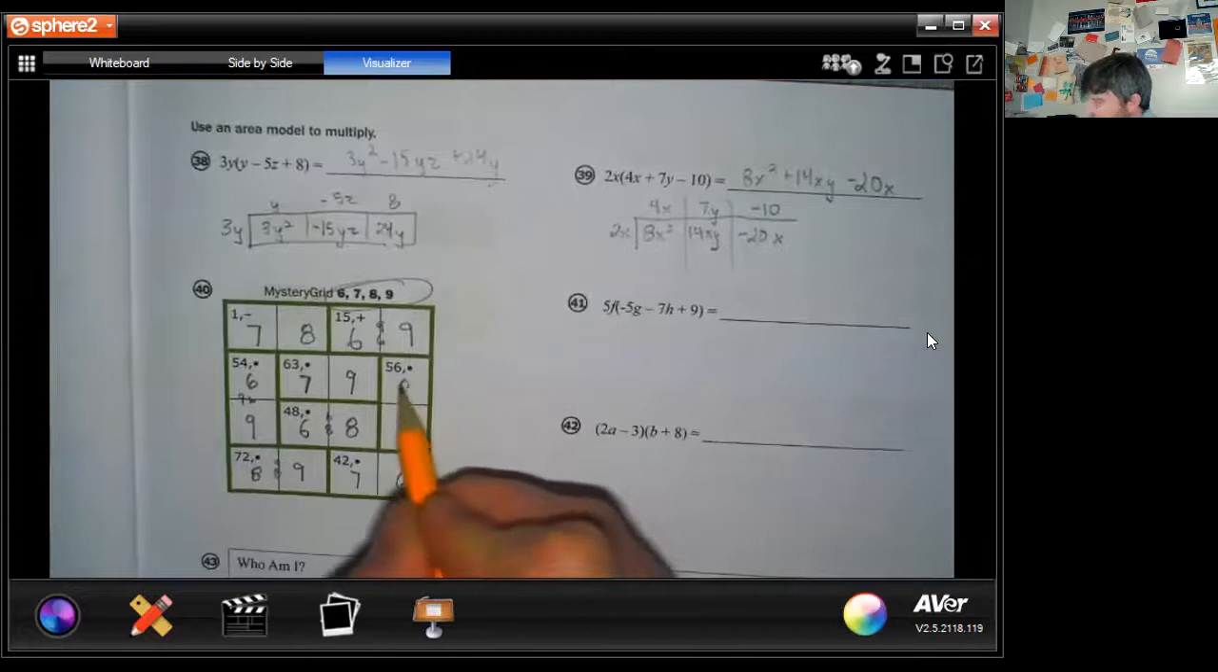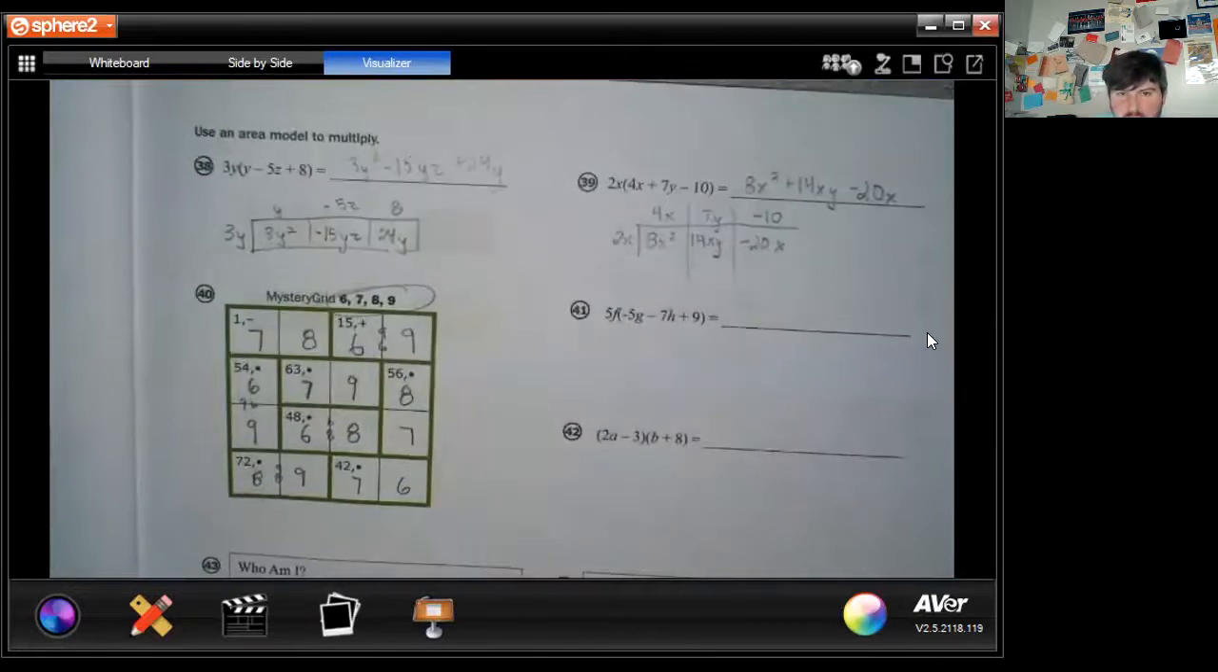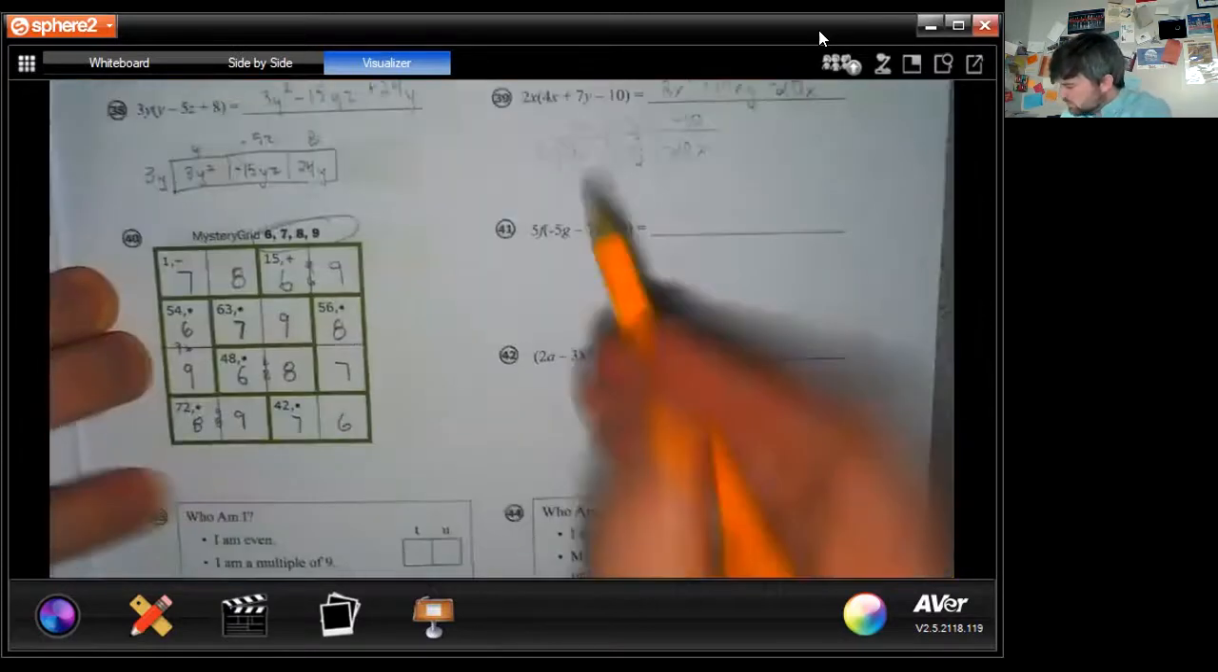9, 8. Okay, so that one had a lot of multiplication in it with 6, 7, 8, 9. And those can be some hard numbers to work with. So take your time there when you're dealing with that. And make sure that you can get those numbers figured out. Okay. All right. Some more multiplication.